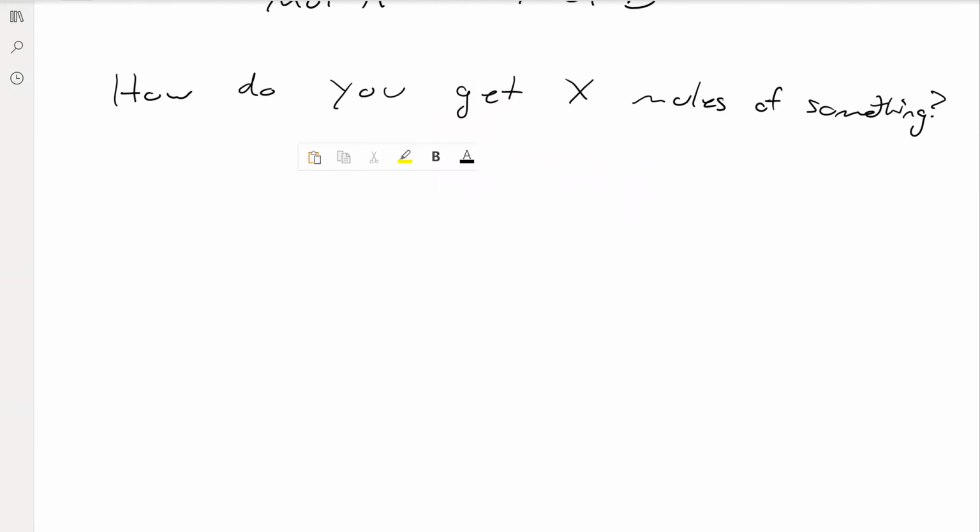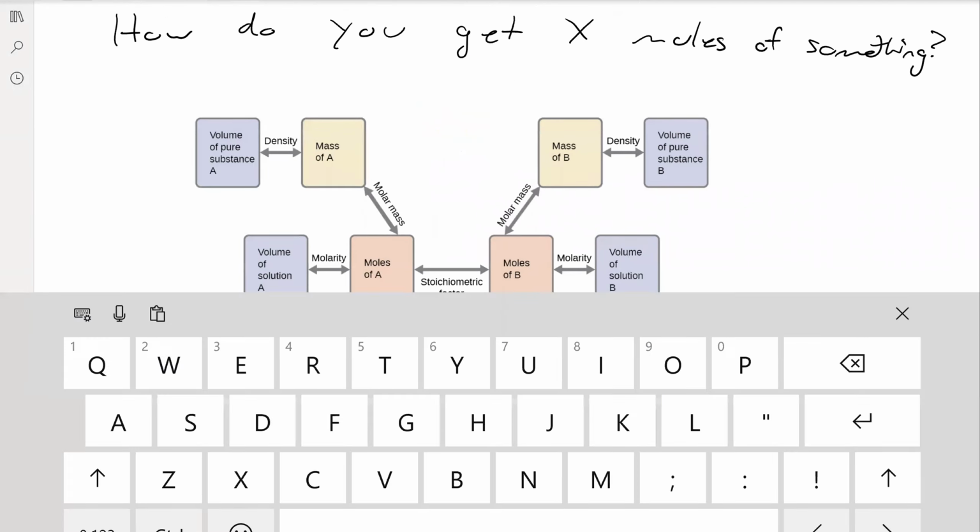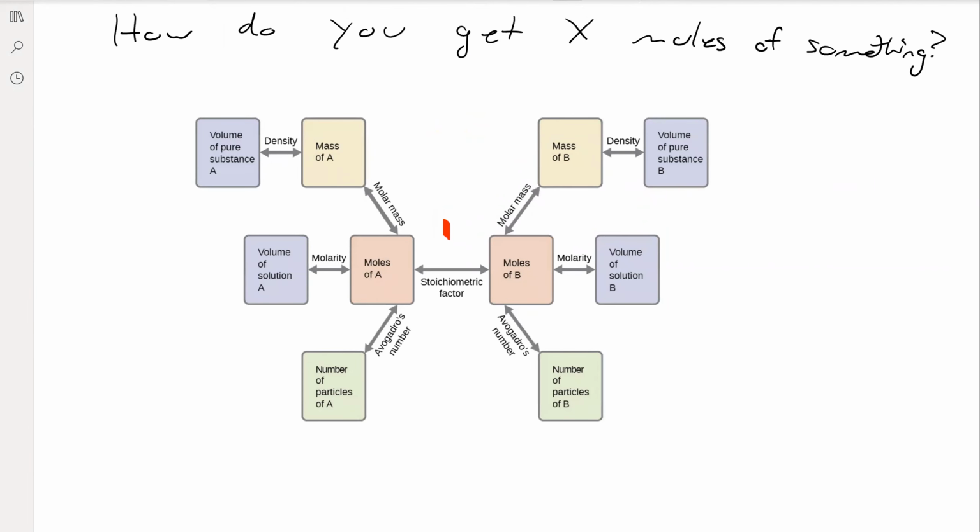So here's this little graphic from your OpenStax textbook that does a good job. In the center, we see that we have moles of A to moles of B, and that's what we've learned in this lecture. How we get from one point to the other is the stoichiometric factor, or the stoichiometric coefficient from our balanced chemical equation. It's all saying the same thing. But we never actually count out physically the moles of something.